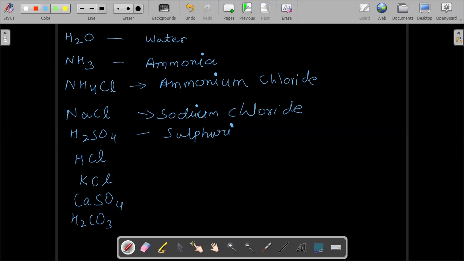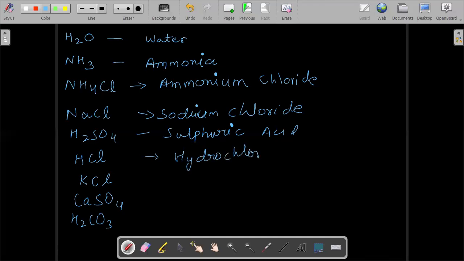Sir, HCl is hydrogen chloride. No, HCl is hydrochloric acid. Yes, sir. Okay. So this is hydrochloric acid. However, it is also called hydrogen chloride. So hydrogen chloride is also correct.